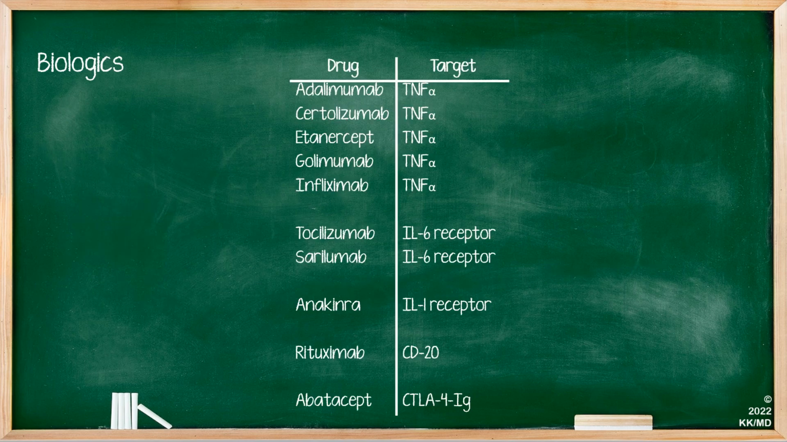So here we have a summary table of the most common biologic treatments that are used for rheumatoid arthritis. As you can see at the top of the table, we have several TNF alpha blockers, which is followed by IL-6 receptor antagonists, IL-1 receptor antagonists, which is anakinra. We then have the CD20 antagonist, rituximab, and finally abatacept, which is a CTLA-4 inhibitor. So as you can see, there is a wide range of targets which are employed in the treatment of rheumatoid arthritis.